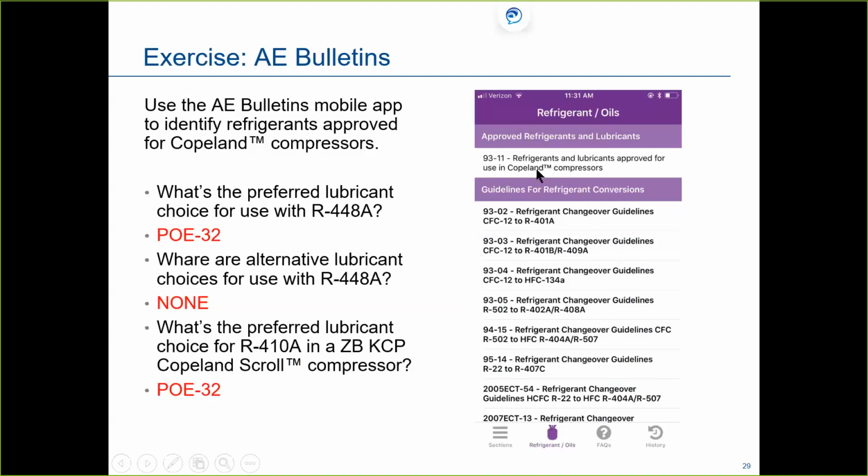The very top one is that 9311 I just showed you with lubricants and refrigerants that are approved for Copeland compressors. Below here is guidelines for refrigerant conversions. Again, this is a free app. They spend a lot of money on these apps. It's not cheap to make these apps.